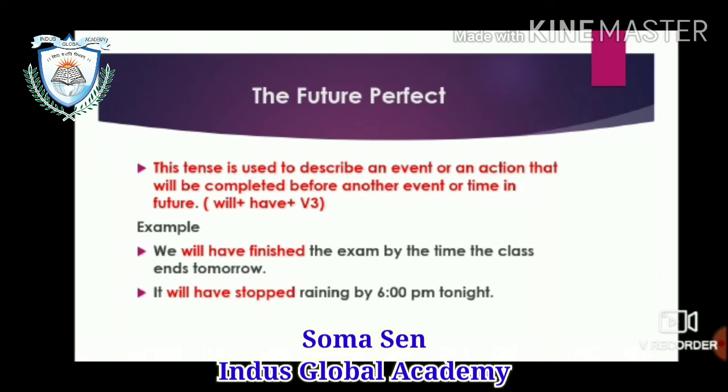In all the perfect tenses, we need to use the third form of the verb. We need to use the third form of the verb always. So in future perfect, it will be will plus have plus V3. So here we see we will have finished the exam by the time the class ends tomorrow. It will have stopped raining. Will plus have plus V3. Just check. V3 is the verb form. Stopped I have used for the verb form stop. V3 form. Raining by 6 p.m. tonight. So event has to be mentioned or time has to be mentioned.